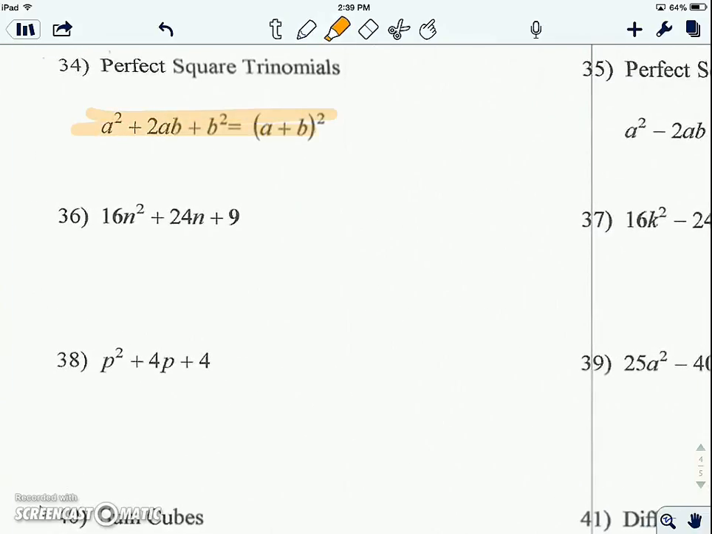here, where the first term is a perfect square, like 16. The last term is a perfect square. And the middle term is the square root of the first term and the last term times 2. So let me show you.